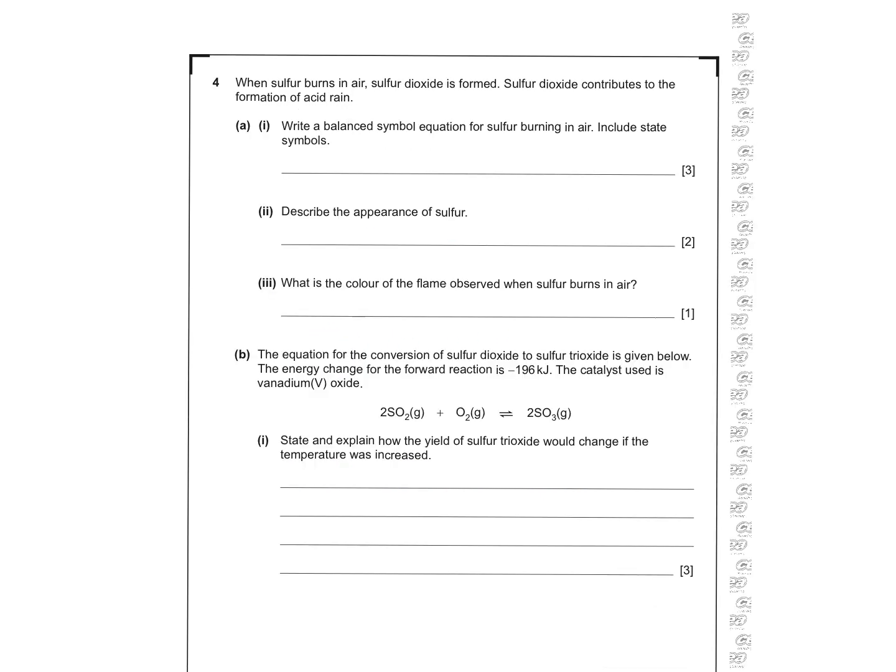Balance the equation for the combustion of sulfur, which is sulfur burning in air. So we've got sulfur burning in oxygen to form sulfur dioxide. Now it is asking us to include state symbols. Well, sulfur is a solid, oxygen is a gas, and sulfur dioxide is also a gas.